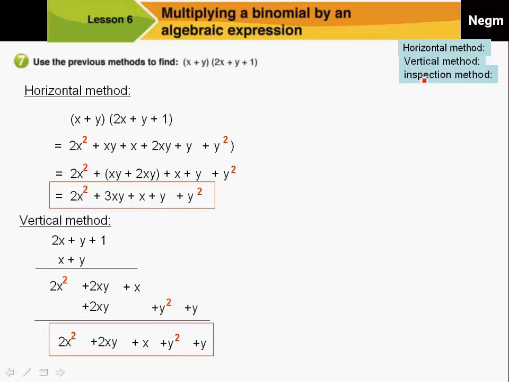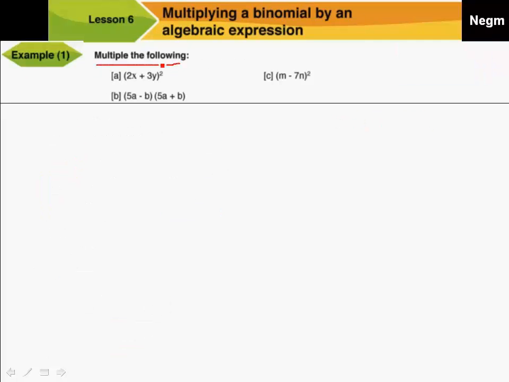But what about the inspection method? The inspection method can be applied only if we multiply two binomials, which means, for example, a plus b times c plus d. Multiply the following. Number 8, 2x plus 3y to power 2. It is 2x plus 3y times 2x plus 3y.